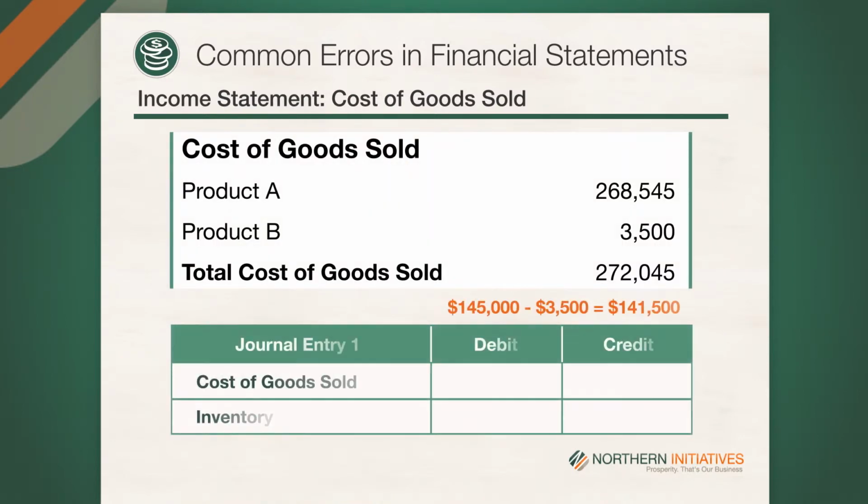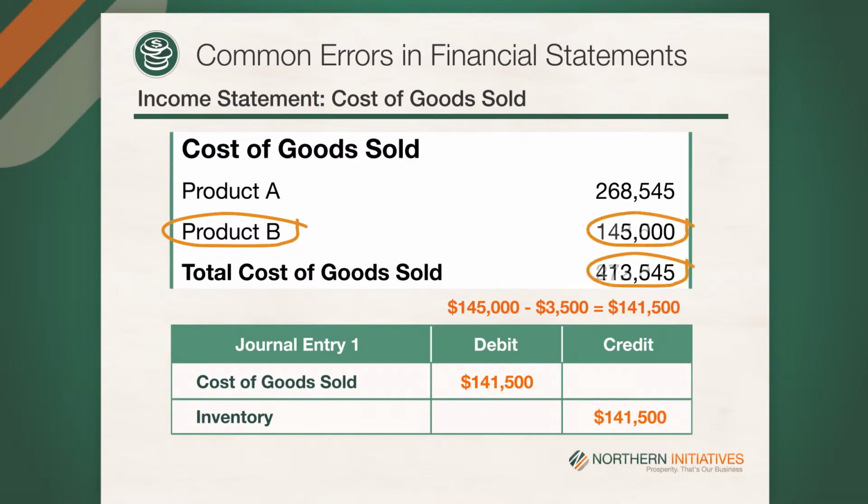Many businesses have integrated inventory management and point-of-sale systems that automatically record the cost of goods as inventory is sold. Here, cost of goods sold is reported as $3,500, but should be $145,000. A journal entry is made to debit cost of goods sold for $141,500 and credit inventory.